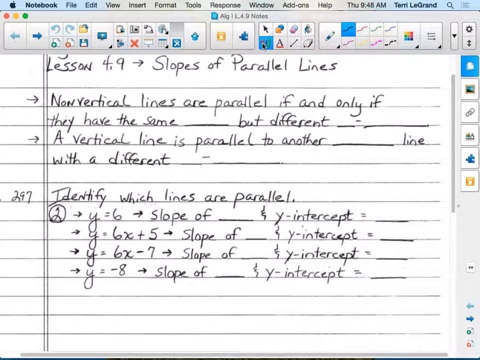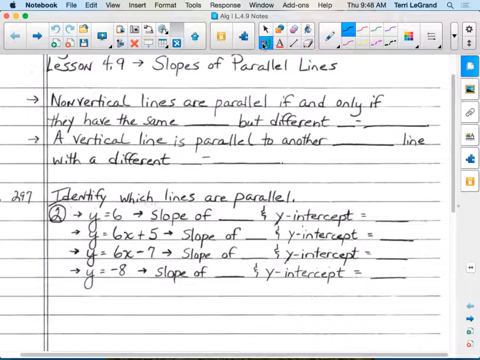What's happening in slope? Slope is made up of what? What's another name for it? Rise over run. Thanks for showing up today, Austin. Rise over run.